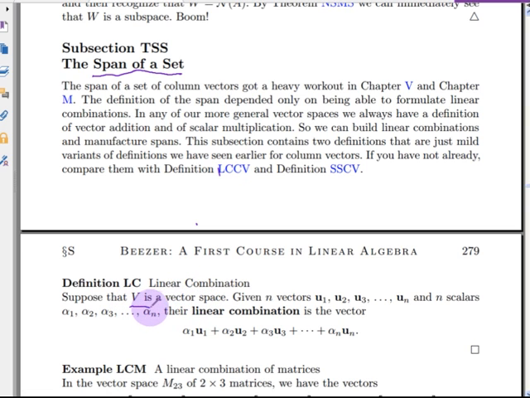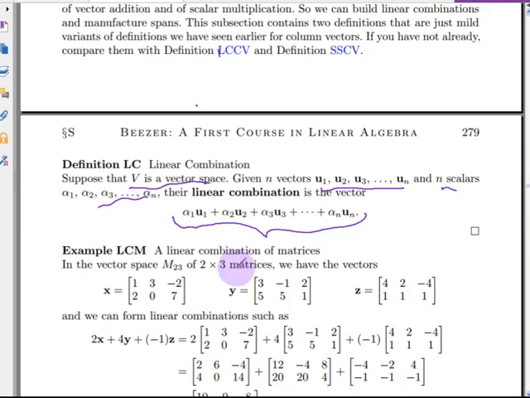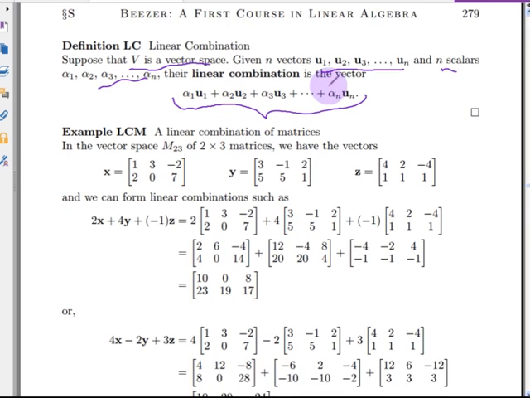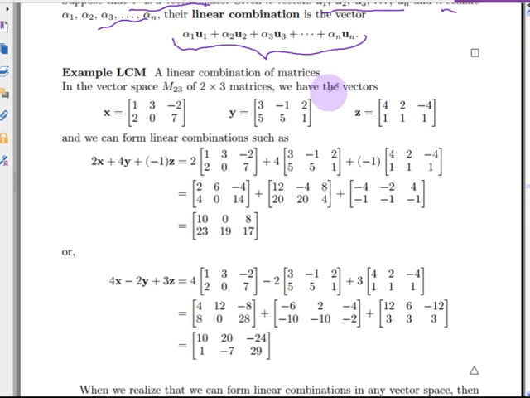So suppose that V is a vector space, given n vectors, u1 through un, and n scalars, alpha 1 through alpha n. We define the linear combination as each scalar multiplied by the corresponding vector, added together. There's no difference between this and our earlier definition. Just you need to reconceptualize that these vectors can be anything, not just column vectors.